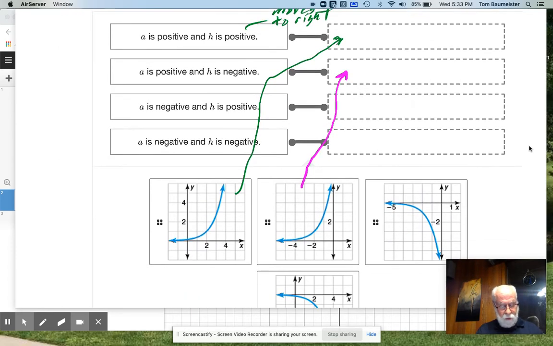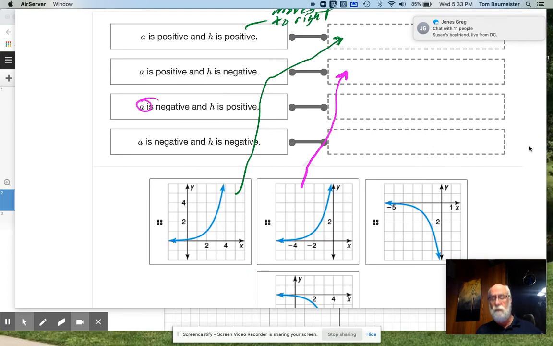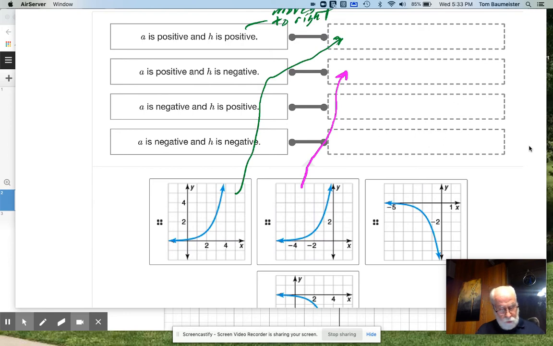On this one here, remember, what happens when A is negative? That's a reflection. So it's a reflection over x. Here, let's use a different color. So let's see. When it's negative, it's a reflection over x. And that's the only thing that changes.